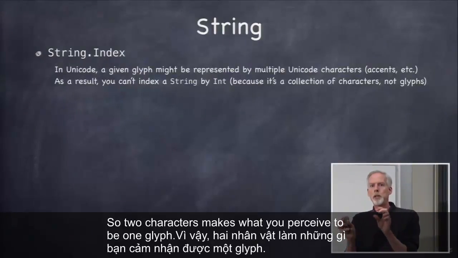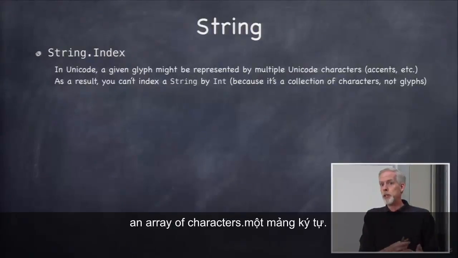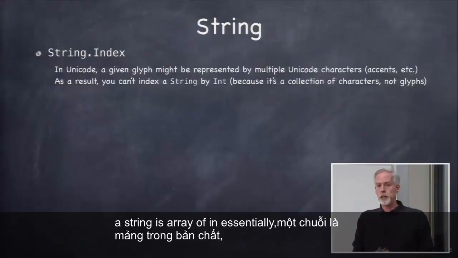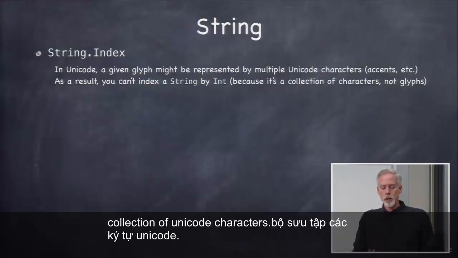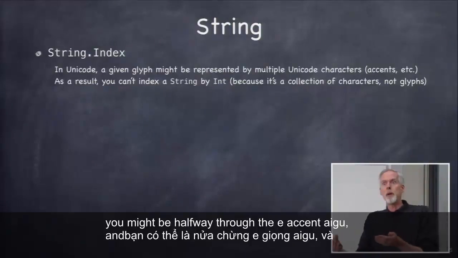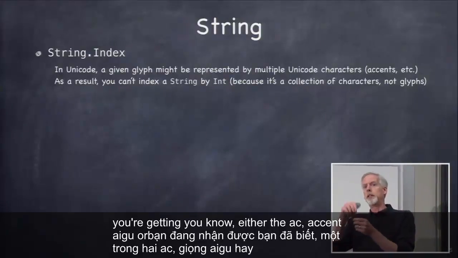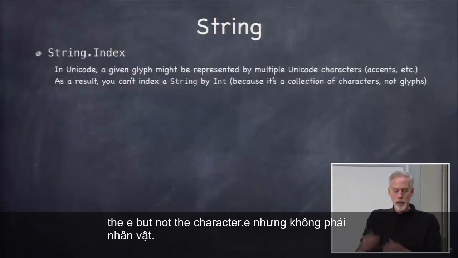So two characters makes what you perceive to be one glyph. So you can't index into this string, which is an array of characters. That's what a string is: internally, an ordered collection of Unicode characters. You can't really index by int, or you might be halfway through the accent aigu, and you're getting either the accent aigu or the E, but not the character.